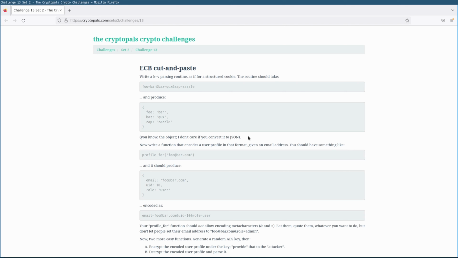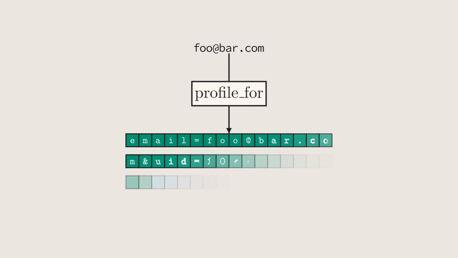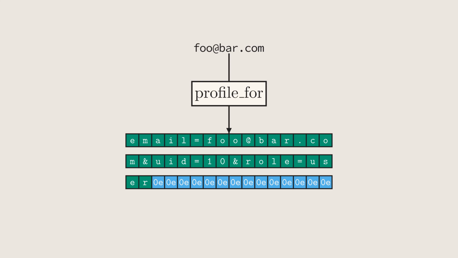So in this specific challenge, we have a toy example of a function that takes emails and returns encrypted user tokens. You could imagine this being part of a web server, like maybe a forum. Each token stores the user's email, user ID, and their role, which is either user or admin. Of course, the oracle will only give us user tokens. Our goal is to use this oracle to forge ourselves an admin token.